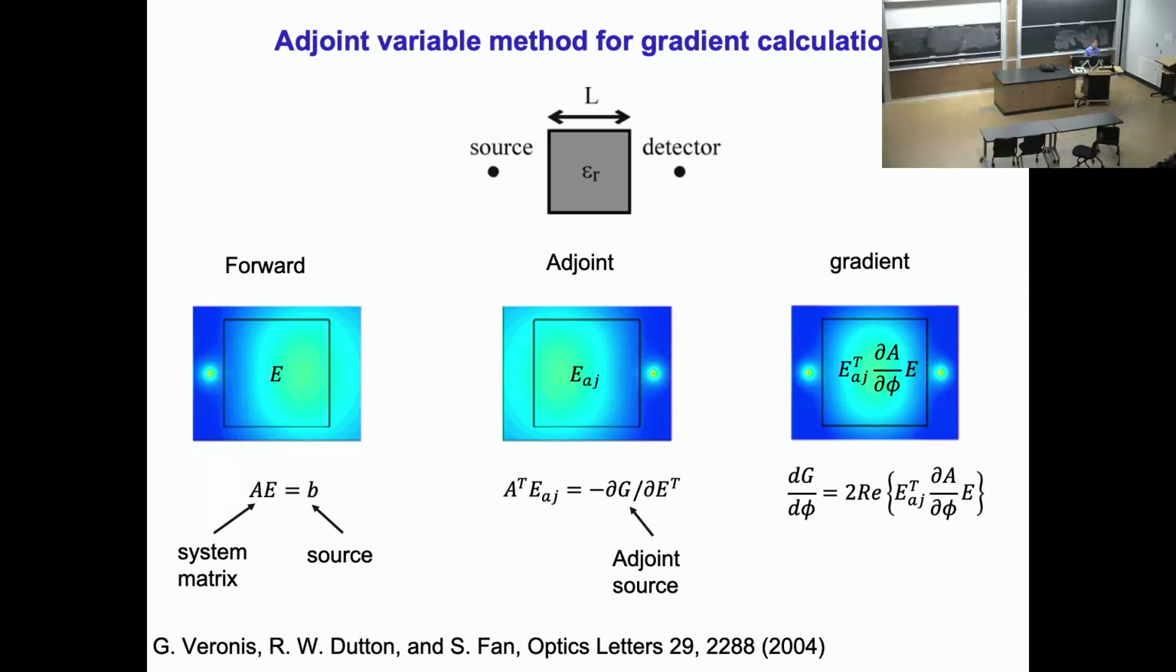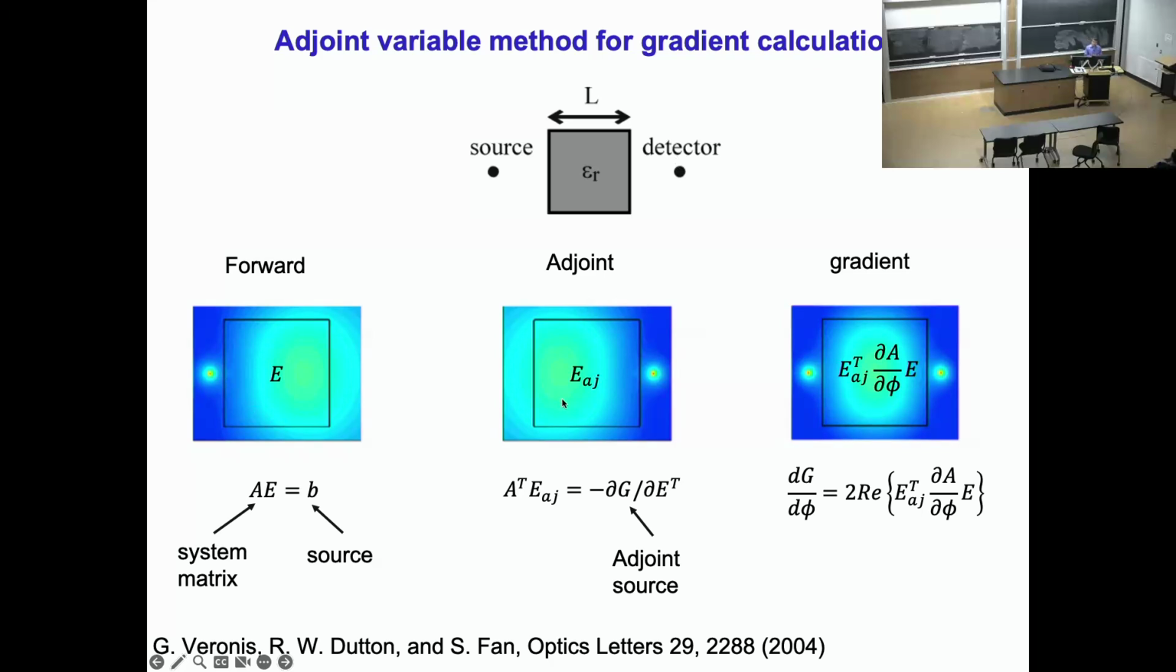Now, it turns out there's a very interesting piece of math. The math says that, in fact, to get the gradient of the cost function with respect to an arbitrarily large number of parameters, you only need to do 2 calculations. One calculation is the usual forward calculation. You put the source where you desire. You look at the field distribution. Then you do what's called the adjoint calculation, where you put the source at where the detector is. Again, you generate a field distribution.